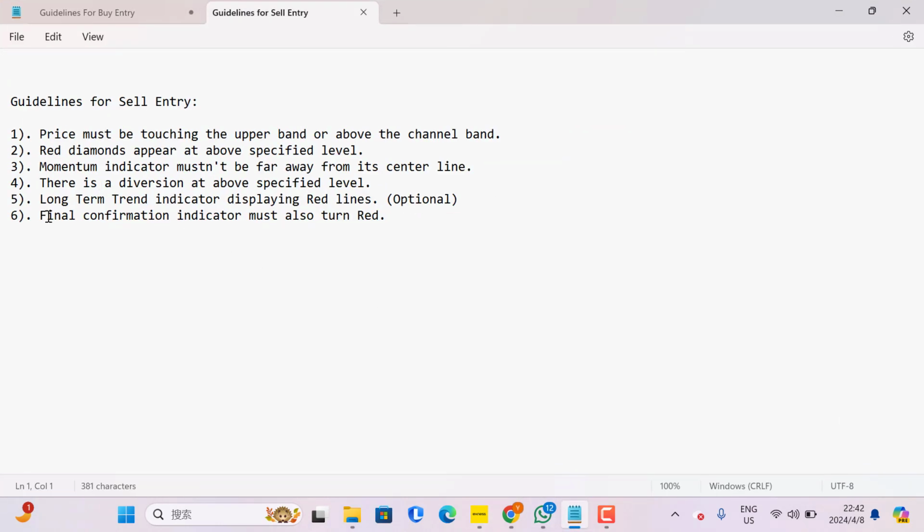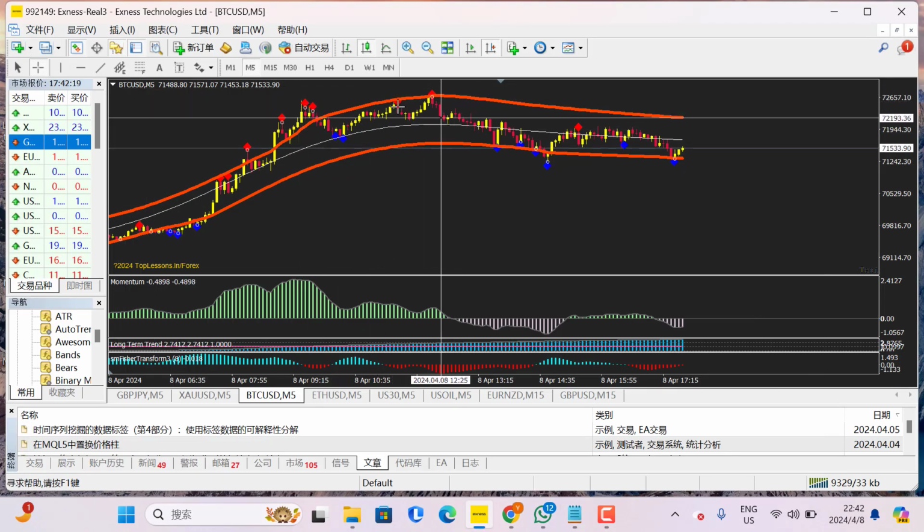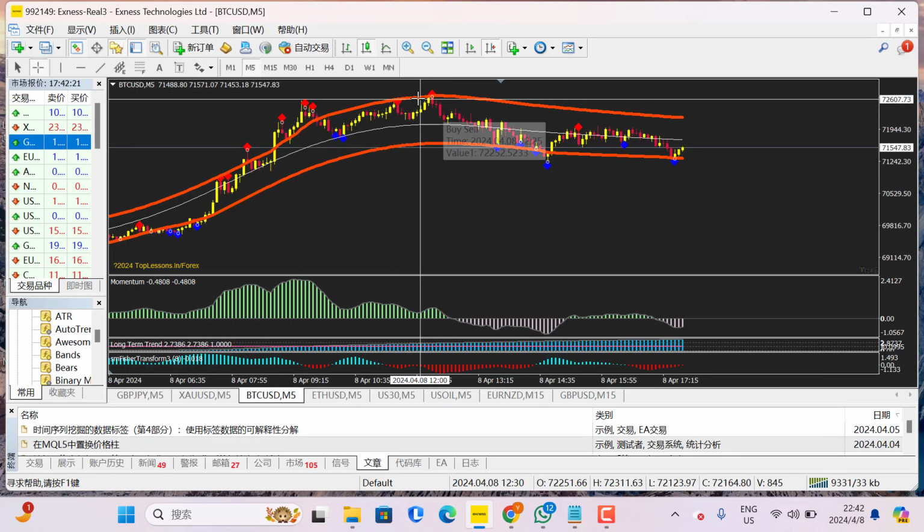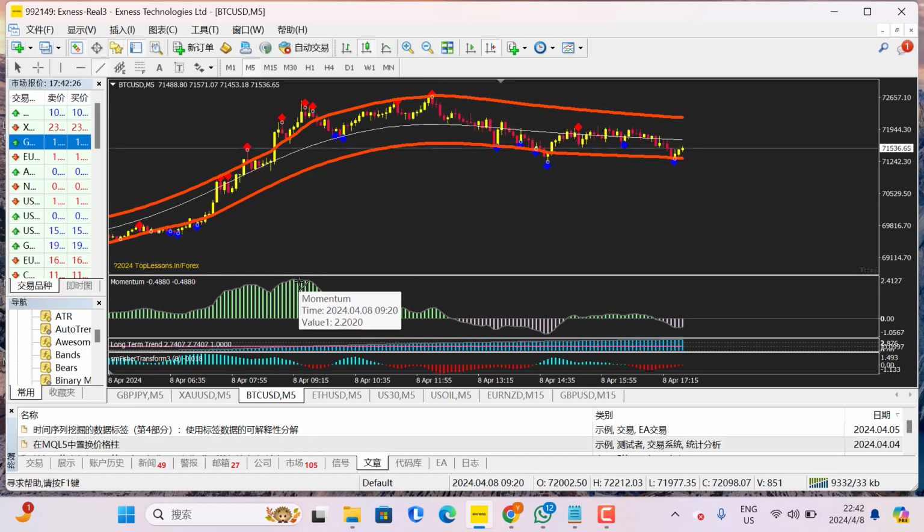Now let's move to our fourth condition, that is there is a divergence at the above specified level. This is the level from where we are looking for a sell position, and you can see that there is clearly a divergence here. The indicator is making a lower low and price is making a higher high, so clearly a bearish divergence. Price is making a higher high, indicator is making a lower low. And with this divergence, the fourth condition out of six in total is in agreement.